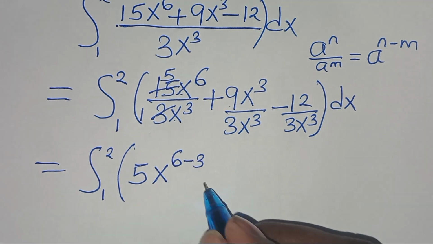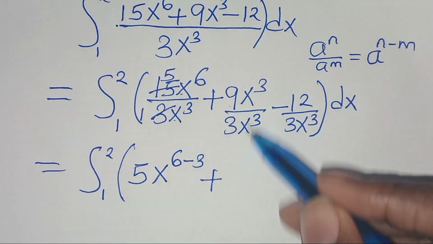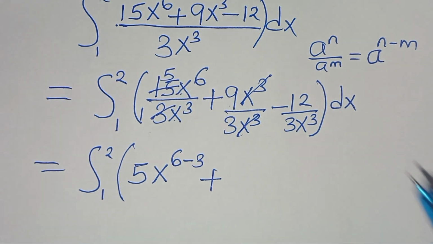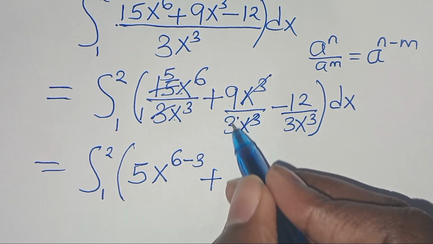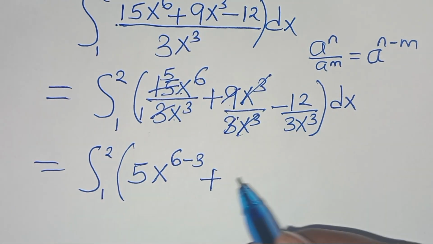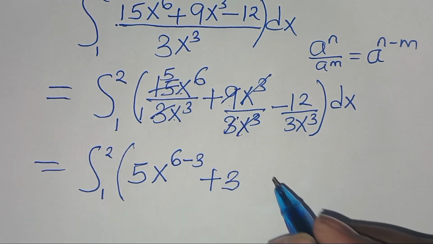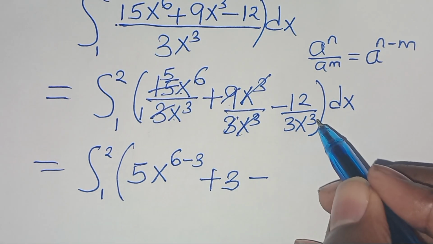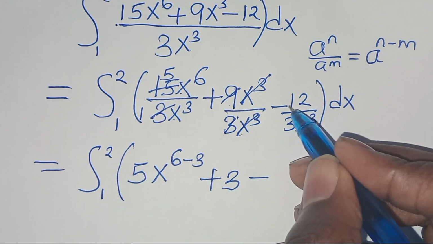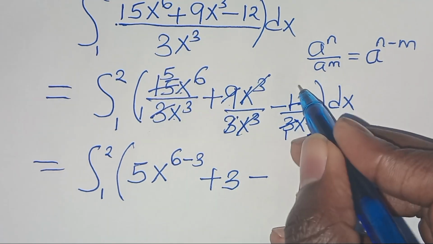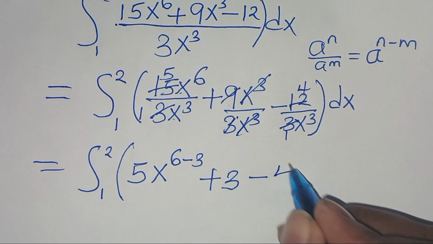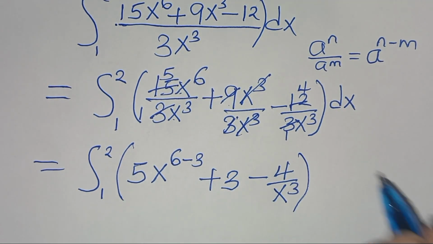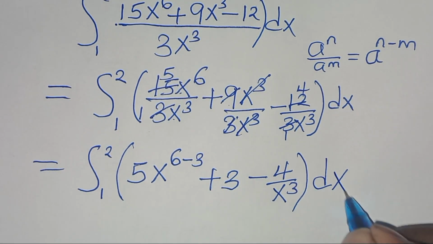Then plus, in the second part here, x^3 and x^3 simplify. So we have 9 divided by 3, which is equal to 3. Then subtract 12 over 3x^3. In this case, we simplify 12 by 3, so we have 4. So subtract 4 over x^3, close the brackets here, dx.